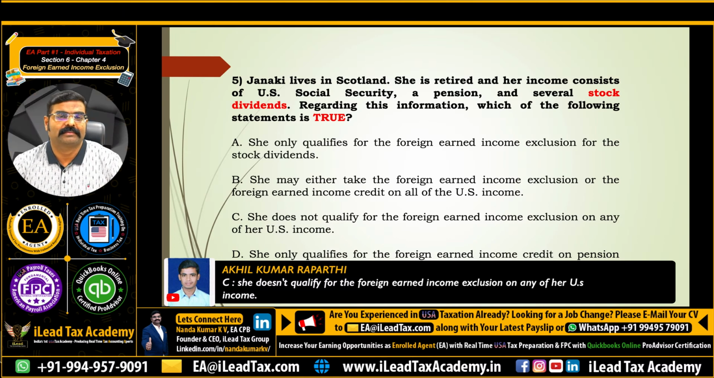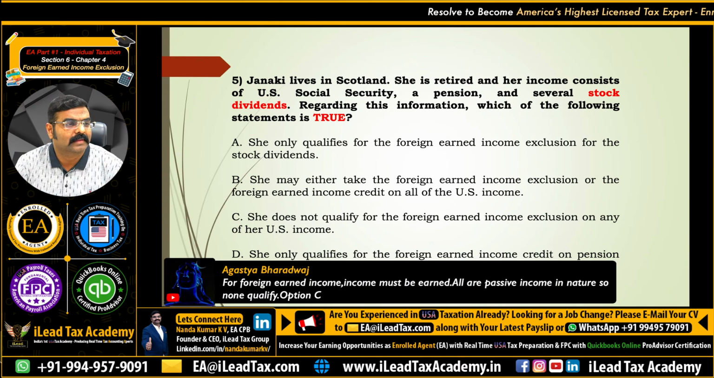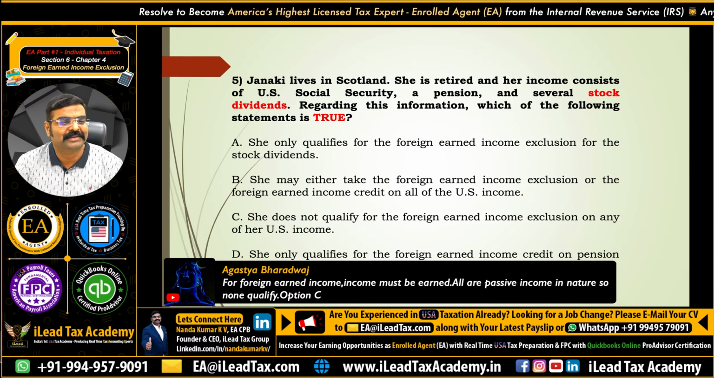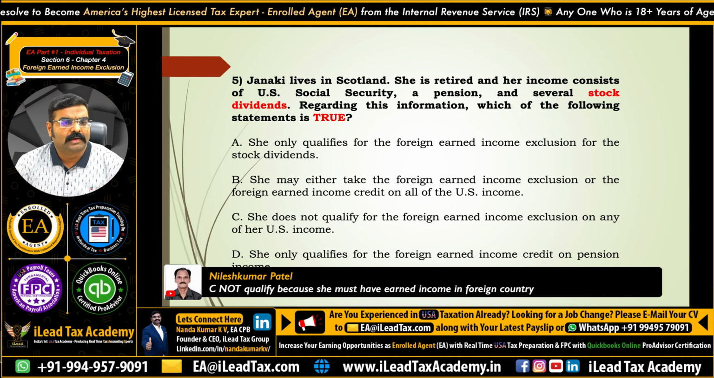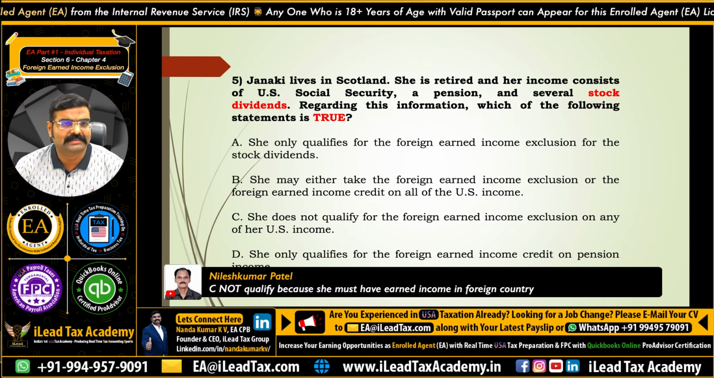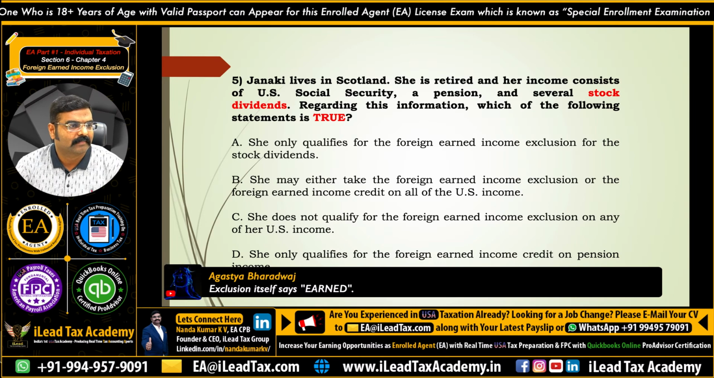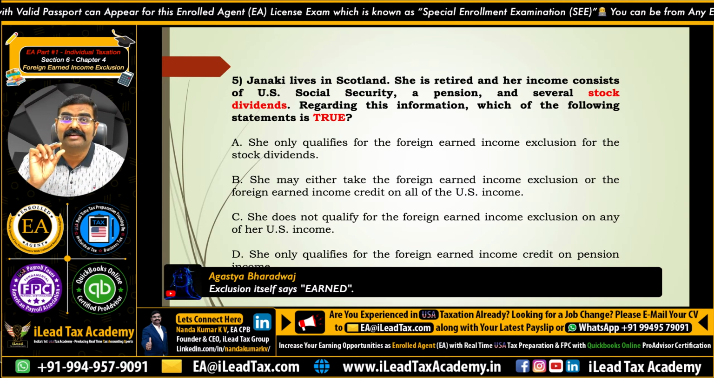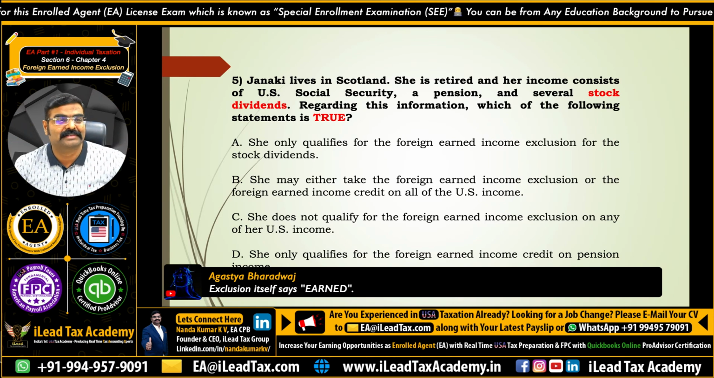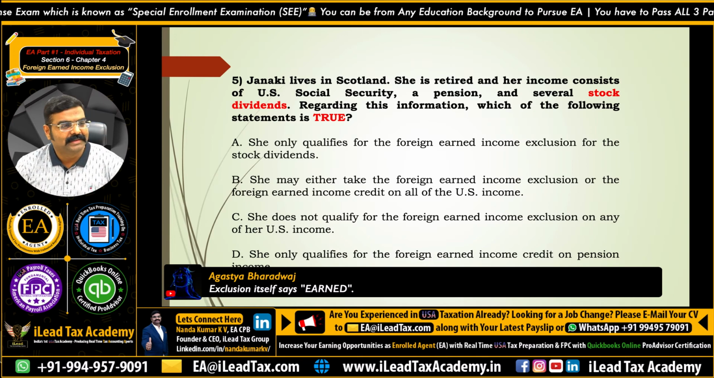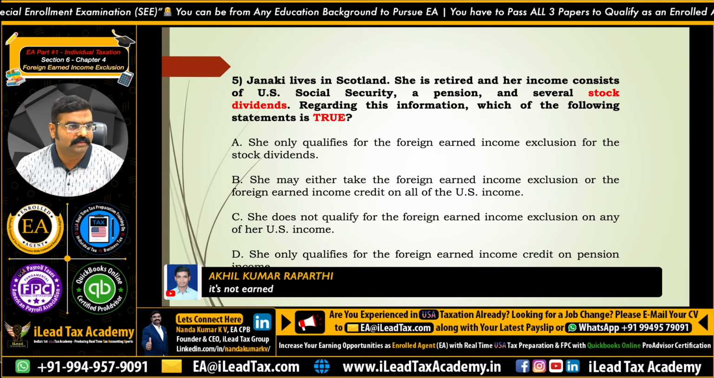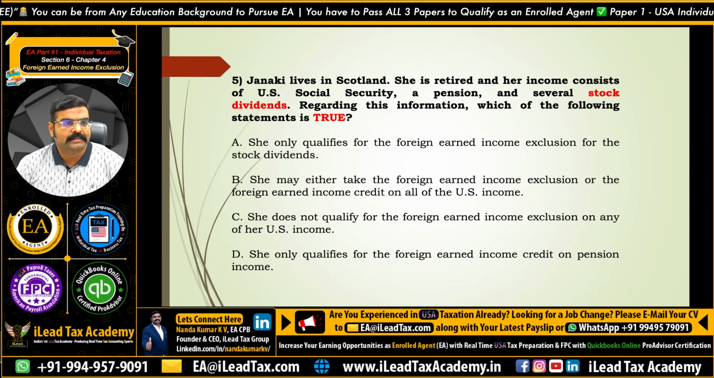Good. She doesn't qualify for the foreign earned income exclusion on any of her US income. Why? Foreign earned income must be earned. All are passive income in nature, so none qualify. Good, Agastya. She must have earned income in a foreign country. Yes, like what Agastya said. Social security, pension, dividends, all these are unearned incomes, right? Passive incomes, right? The exclusion itself says earned. Foreign earned income exclusion, earned income exclusion. So these are all unearned incomes, right? Good, Sumit. Good, Akhil. Okay, sure. Fine. Next one.